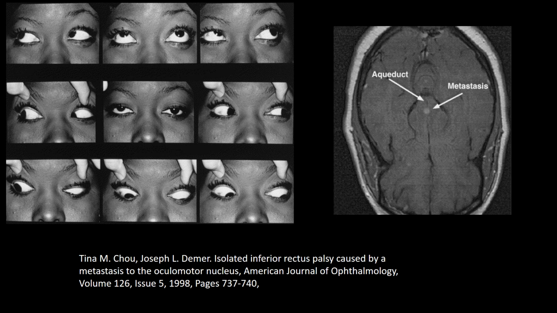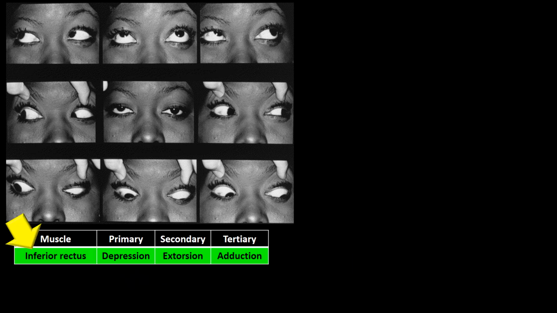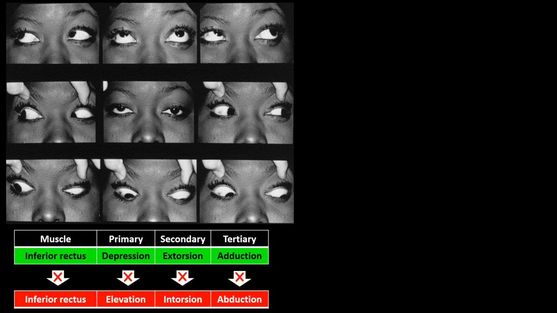So let's start. These photographs of a patient with inferior rectus palsy caused by a metastasis were published by Dr. Xu and Dr. Dimmer back in 1998. I will use them as the basis for discussing Barr diplopia charting in patients with inferior rectus palsy. In health, the functions of the inferior rectus are depression, extorsion, and adduction. Underaction of these muscles will lead to elevation, intorsion, and abduction.